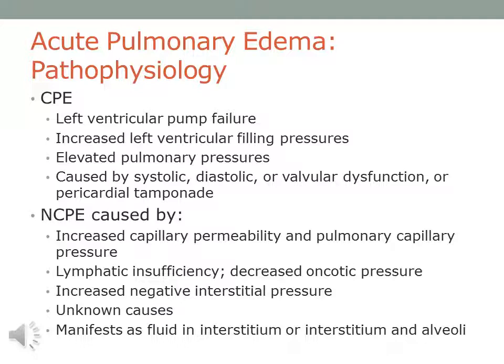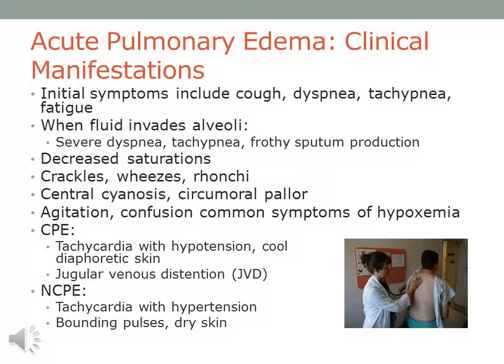So regardless of what's going on as far as increased capillary permeability or capillary pressure or lymphatic insufficiency, we're talking about non-cardiogenic pulmonary edema. We're getting that fluid that builds up in the interstitium or the interstitium and the alveoli in the lungs. When we're talking about pulmonary edema, remember we're talking about the fluid building up around the lungs, and it can be cardiogenic or non-cardiogenic. And depending on which type you have will determine what type of clinical manifestations you have.